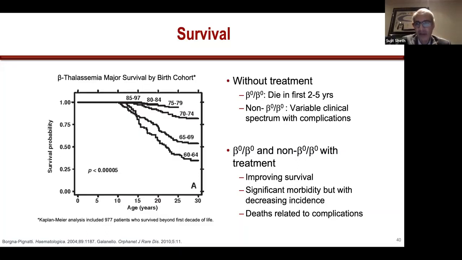But they can survive into their 20s and 30s and 40s even, but may become transfusion dependent at some point in time. With treatment, there is improving survival. There is significant morbidity, but even those morbidities are actually going down, because most of those morbidities are related to the iron overload in transfusion-dependent patients, as we saw already, and in non-transfusion-dependent patients to the vascular disease, which we're monitoring for, not doing splenectomies. And so that's improving those morbidities as well. And deaths are usually related to the complications that I mentioned.